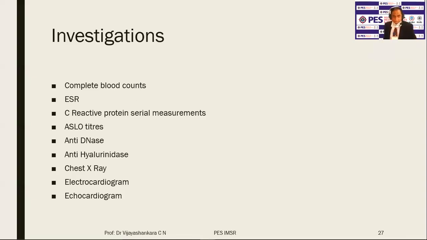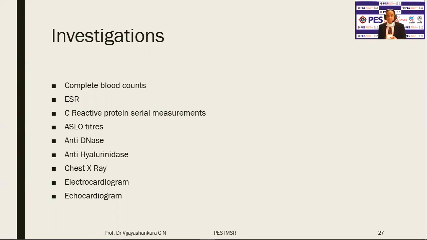But if you take all the three, ASL titer, anti-DNAase, anti-hyaluronidase, then it is almost 100% definite that the child is having an acute rheumatic fever. Of course, you do a chest X-ray to see whether there's a cardiomegaly, any other changes, pulmonary edema, things like that. You do an electrocardiogram, that is ECG, to see for the prolongation of the PR interval or other chamber hypertrophy and other changes, and echocardiogram.